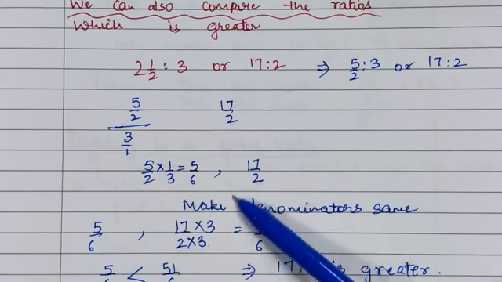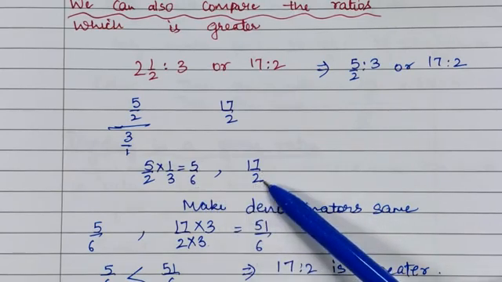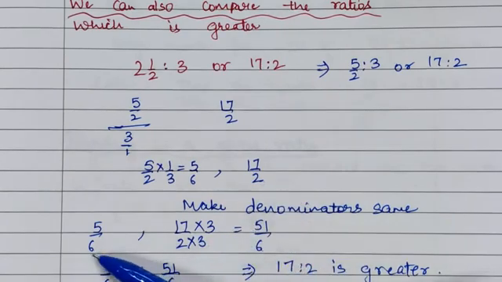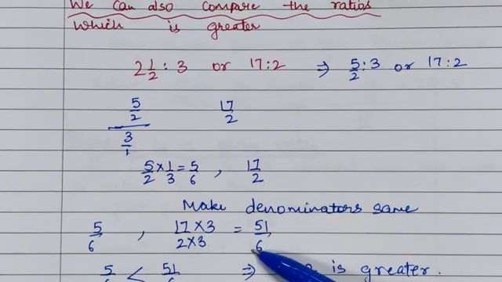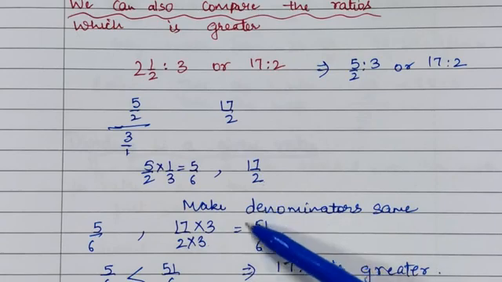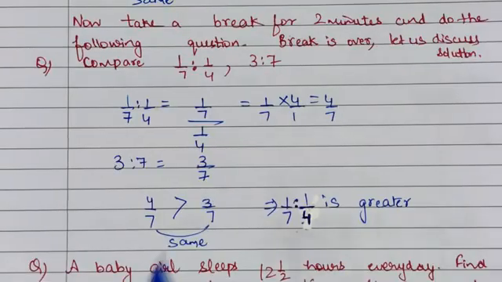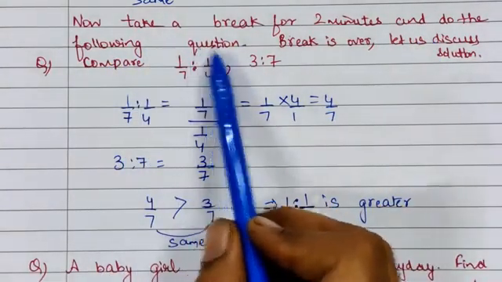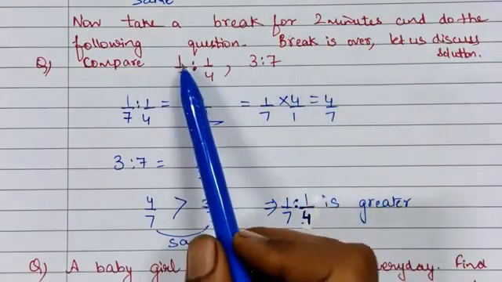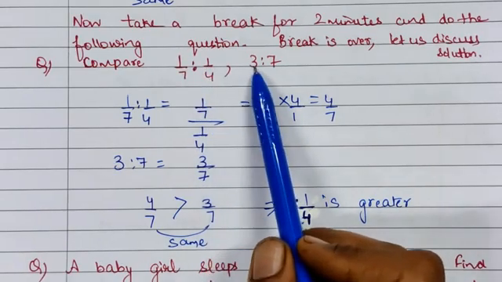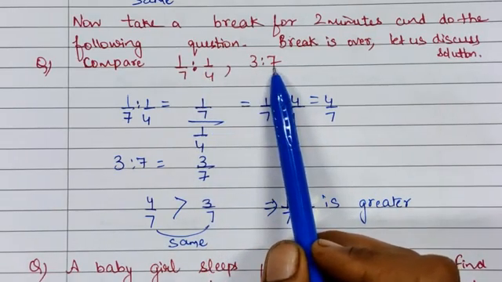Now make the denominator the same. Multiply it by 3. We get 51 upon 6. Now the denominators are the same, so we will compare the numerators. 51 is greater. So this whole ratio will be greater. Now take a break for 2 minutes and do the following question. Question is, you have to compare 1 upon 7 ratio 1 upon 4 or 3 ratio 7, which is greater.